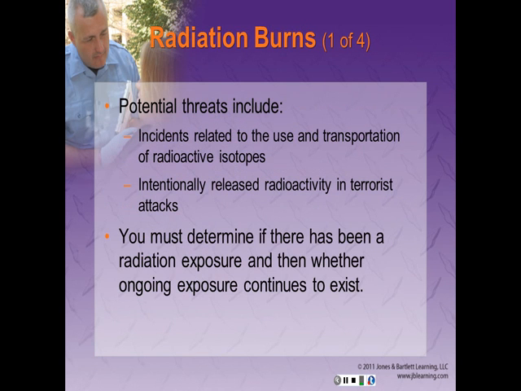Radiation. Acute radiation exposure has become more than a theoretical issue because of the use of radioactive materials having increased in industry and medicine. Since 1944, there have been more than 400 radiation accidents involving significant radiation exposure to more than 3,000 people. Potential threats include incidents related to the use and transportation of radioactive isotopes and intentionally released radioactivity in terrorist attacks. You must determine if there has been a radiation exposure and then attempt to determine whether ongoing exposure continues to exist.